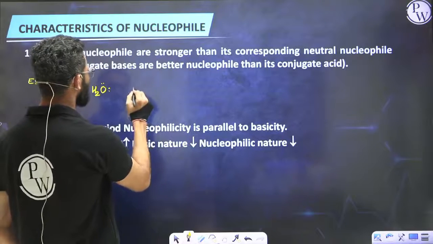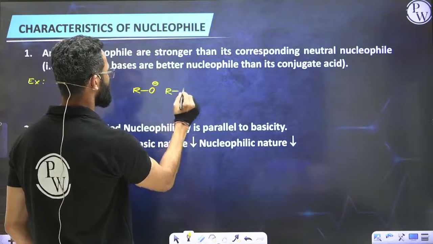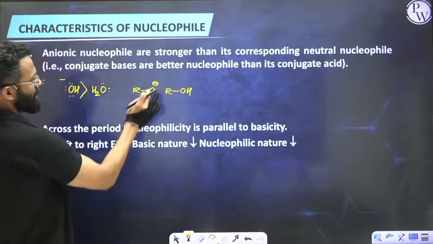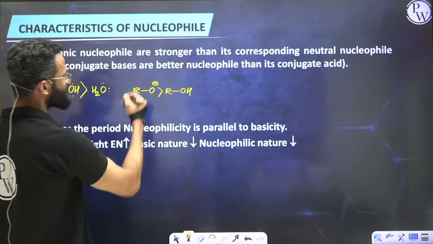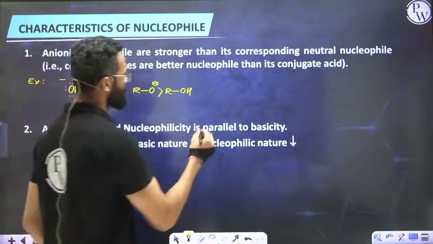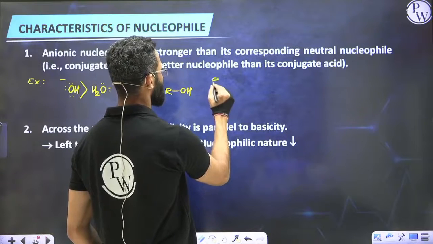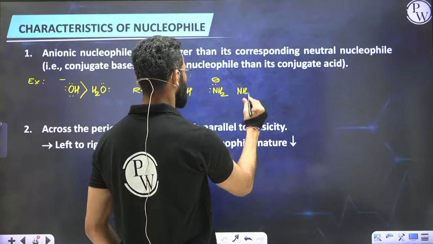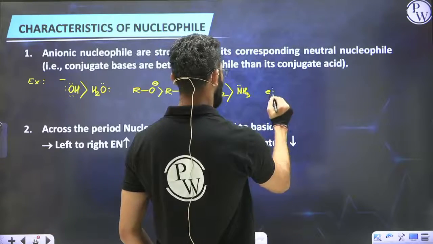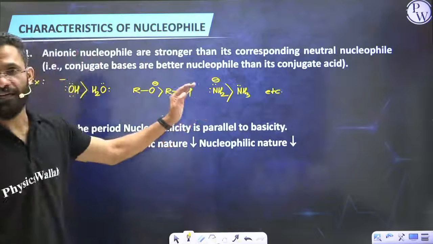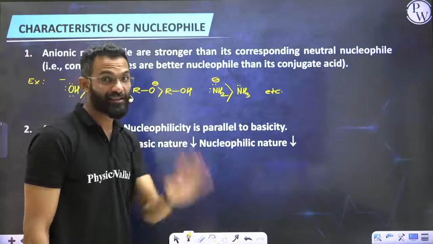Let me take another example. Let's say we have an alkoxide ion, comparing that with alcohol. Alkoxide is obtained by loss of a proton from alcohol, so this is the conjugate base of alcohol. Being the conjugate base, it is more nucleophilic. Similarly, ammonia is NH3. I am taking its conjugate base, that is NH2 minus, and comparing that with NH3. This is anionic, so more nucleophilic. So everyone, the conjugate base, or you can say anionic nucleophiles, are always stronger nucleophiles than their corresponding neutral compound or conjugate acid. That's the fourth point in nucleophilicity.